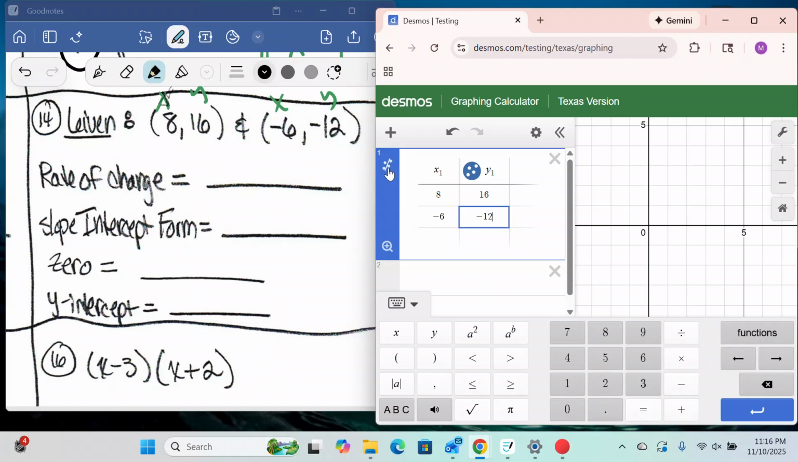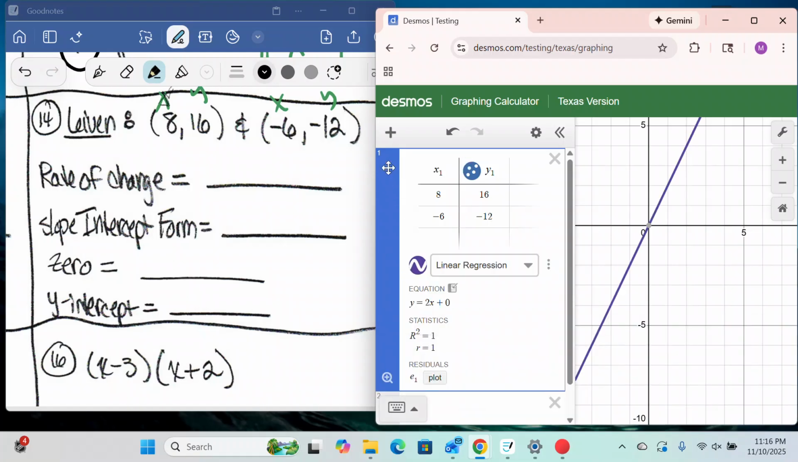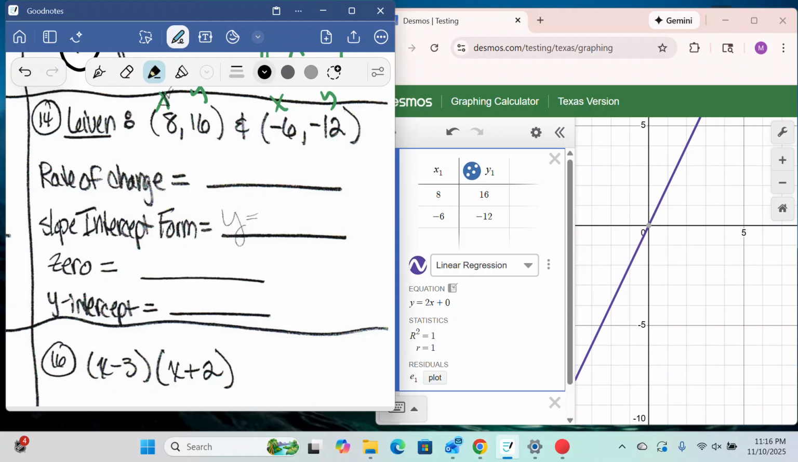I'm going to add the regression. And there it is. There's my y-intercept form. Y equals 2x plus 0. Or I can also say y equals 2x. That is the same exact thing, because 2x plus 0 is nothing. So once again, that is my y.